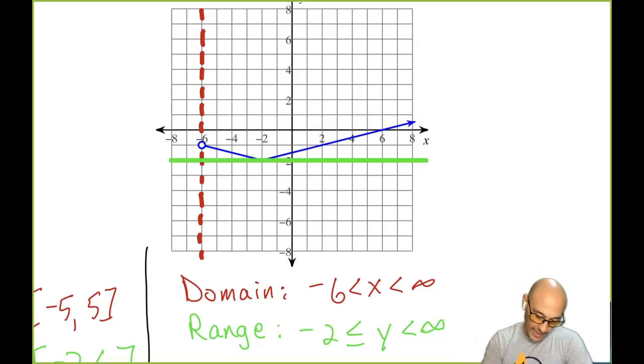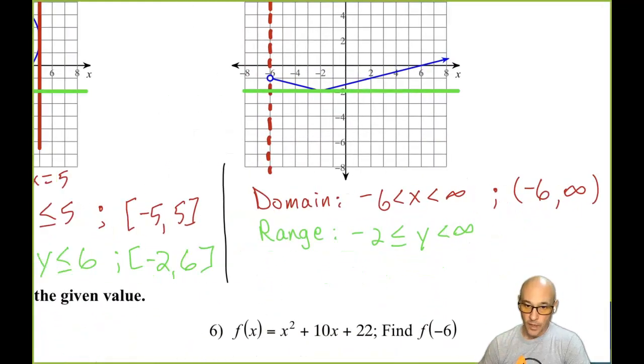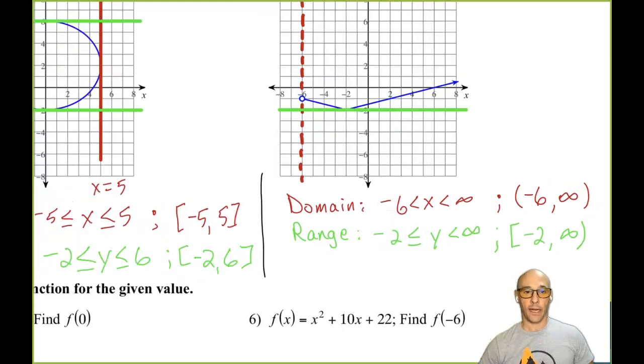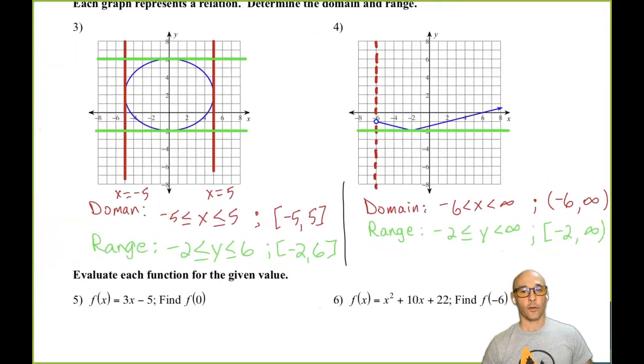Okay, and I didn't put the other way to write these. It's going to be a negative 6, this time with a parentheses because it doesn't equal it. So negative 6 up to infinity, also with parentheses, not the square brackets. And then for the range, it's going to be a square bracket because it can equal negative 2 and it goes up to infinity. So that's the domain and range for those two. Those things can be kind of tricky, especially that second one there.